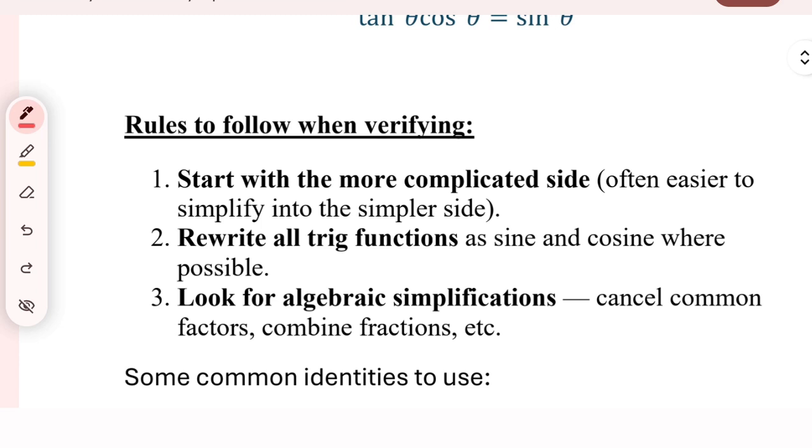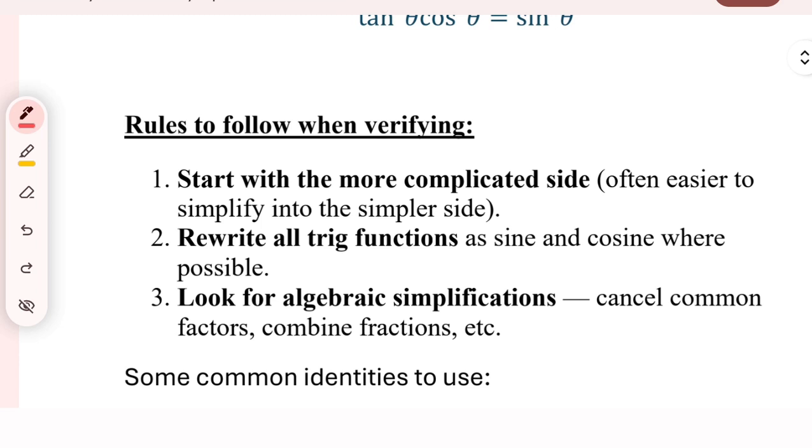The second rule is that you need to rewrite all trigonometric functions into sine and cosine where possible. That's the key: where possible. If it is possible for you to write everything into sine and cosine, then do it. For instance, if there's a tangent, rewrite tangent into a sine and a cosine. That means you have to transform them into a sine and a cosine.